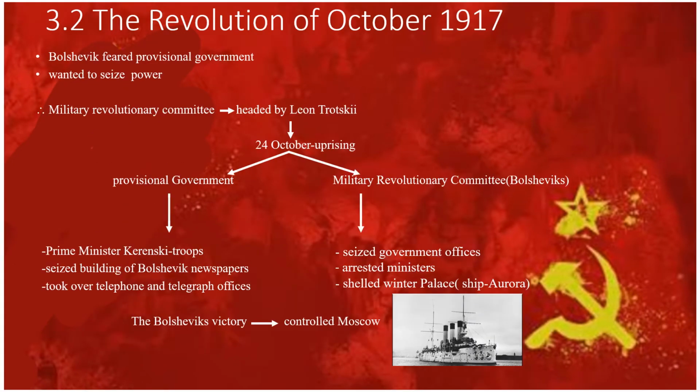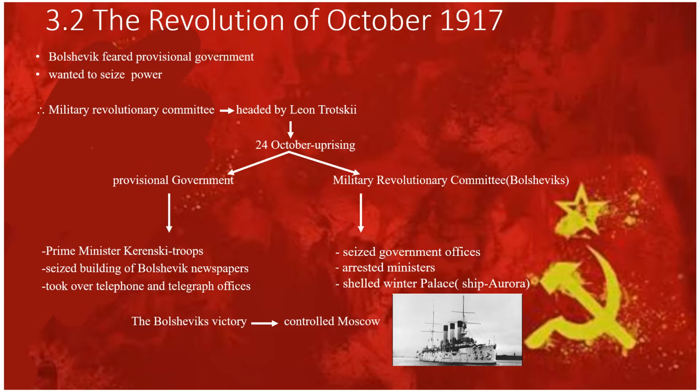The Revolution of October 1917. The Bolsheviks feared the provisional government. Therefore, they established a military revolutionary committee headed by Leon Trotsky to capture power in Russia. On 24th October, there was an uprising between the provisional government and the military revolutionary committee set up by the Bolsheviks.